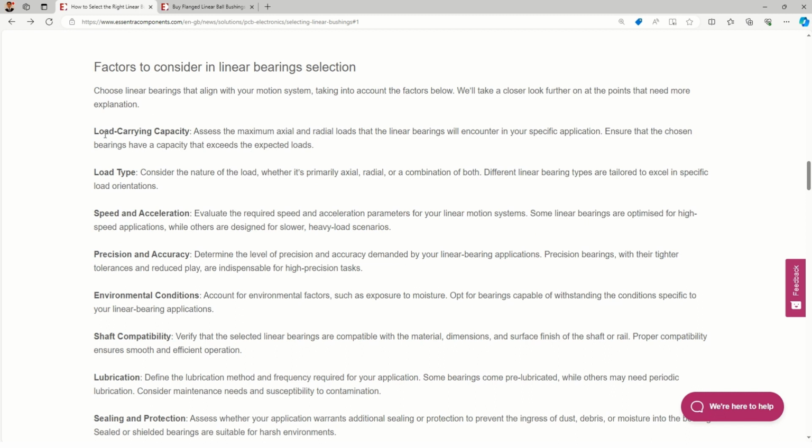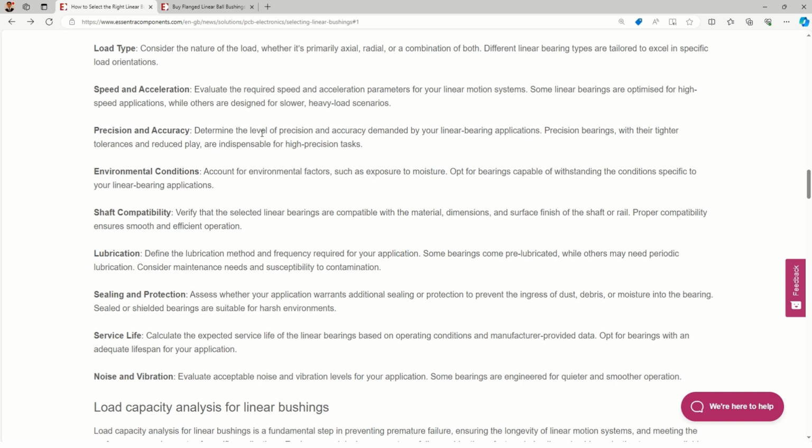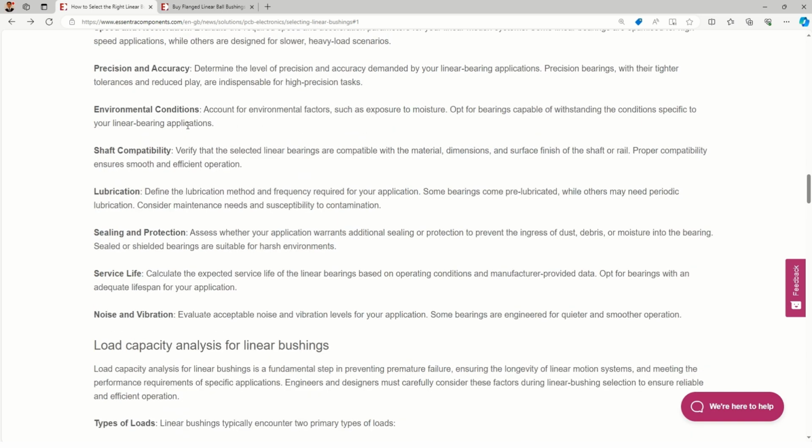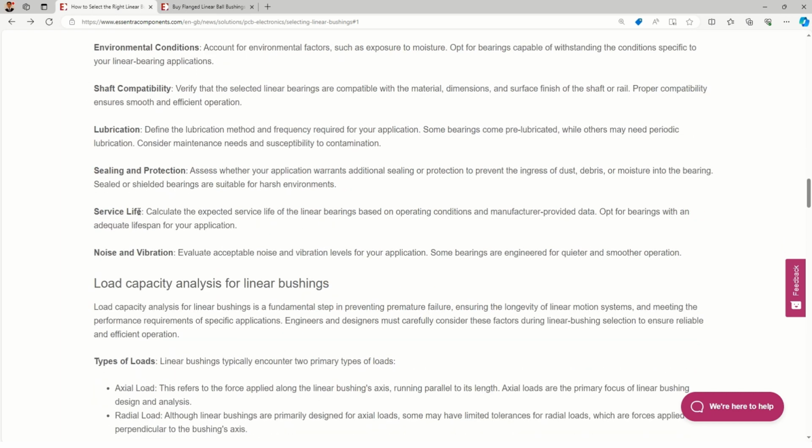Then what factors are required to be considered? Load carrying capacity: the maximum axial and radial loads coming on the bearings we should know while selecting these linear bushings. Then what type of load it is, whether axial, radial, or a combination, we should see. The speed and acceleration, so we should know the speed at which it is used, the precision and accuracy required, and environmental conditions. Then shaft compatibility, lubrication, sealing protection, service life. So these are different parameters required to be considered while selecting these linear bushings.